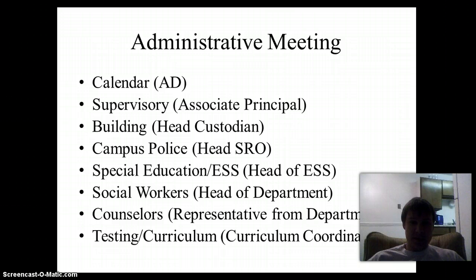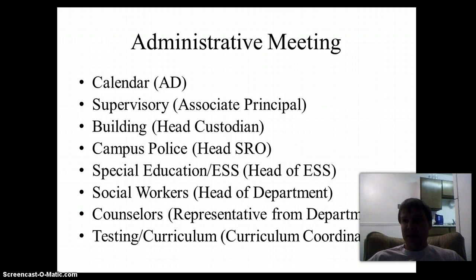The head of the social workers came in and said a few things. Counselors, I don't know if there's a head counselor, but a representative, I think, each week will go in there. This one talked about the role for teachers and administrators in enrollment coming up and things like that. Finally, the curriculum coordinator talked about state testing and AP testing, which will take place a little later on.